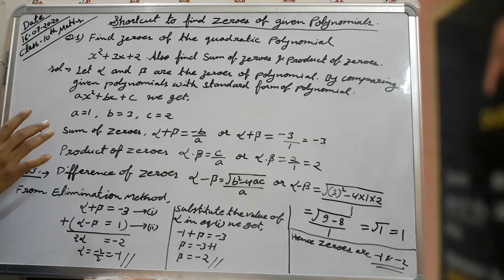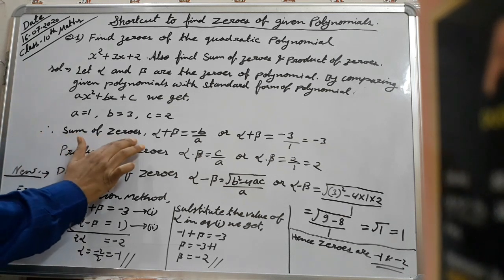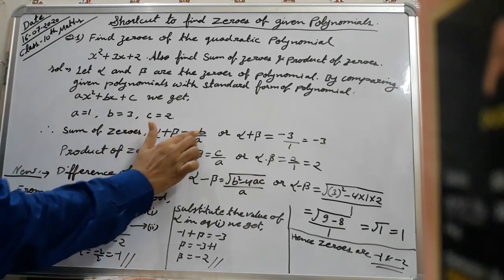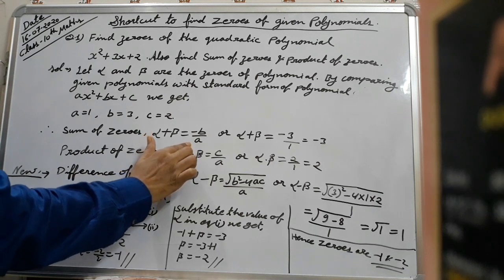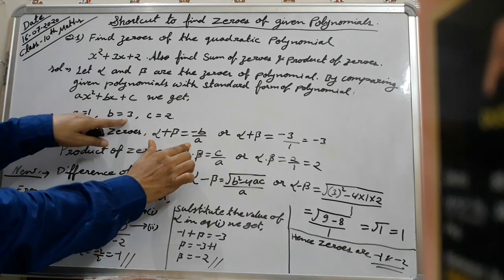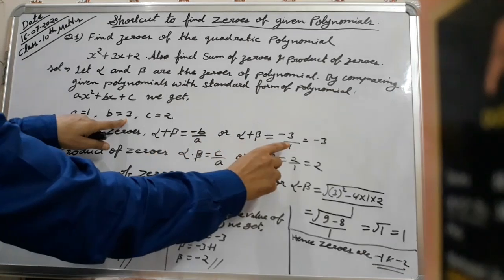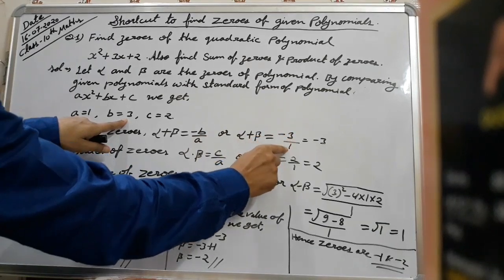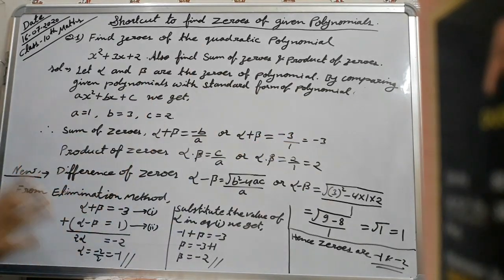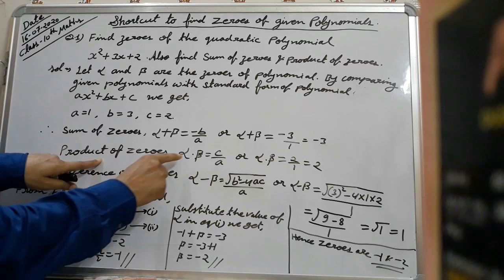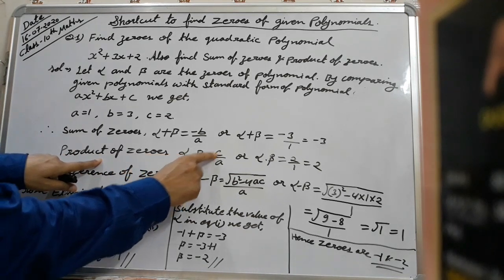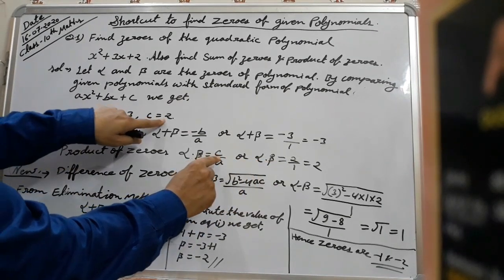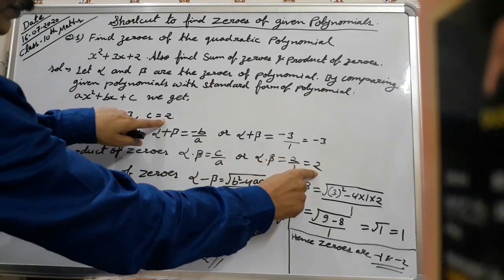Now we have to find the sum of zeros. Sum of zeros, alpha plus beta, is equal to minus b by a. Here b is 3, so we get minus 3 by 1, that is equal to minus 3. Again, product of zeros, alpha into beta, is equal to c by a. Here c is 2, so 2 by 1, that is equal to 2.